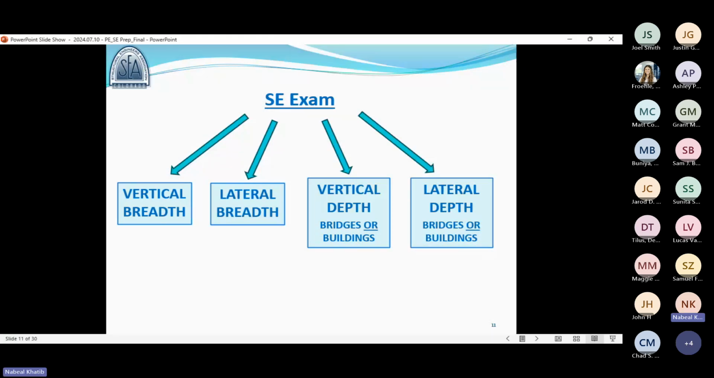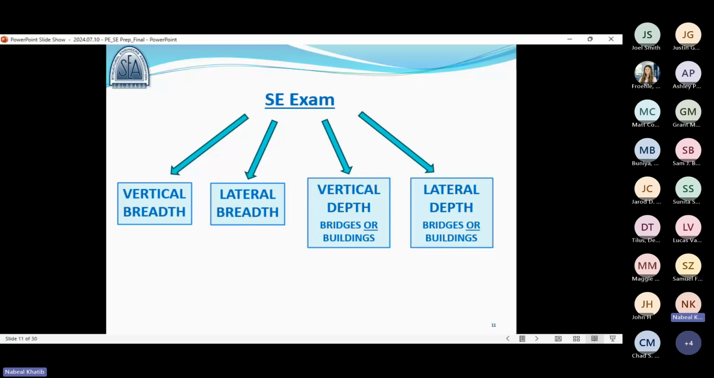So summary for the SC exam: vertical breadth, 55 questions, 45 graded. Lateral breadth, 45 questions graded, total 55. Vertical depth, 60 questions, 5 scenarios. 4 scenarios will be graded. The last one not. And 2 questions or 2 items from each scenario will not be graded. So it gives you 40 graded, 20 not.